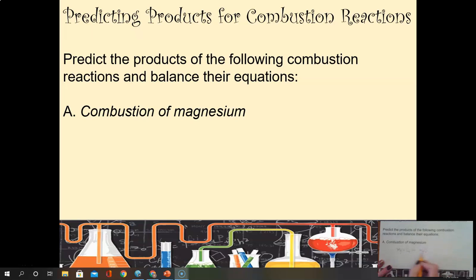Okay, then you need to check oxidation numbers on the new compound. That's +2 because it's in group 2. That's -2 because it's oxygen. Crisscross and reduce, and you just have MgO. All right, so I can balance from here.